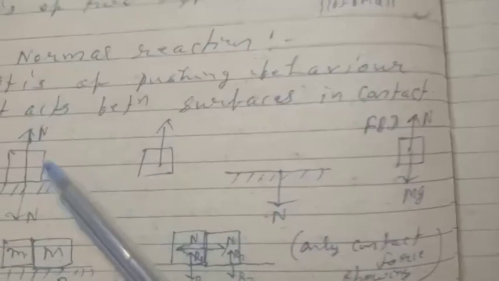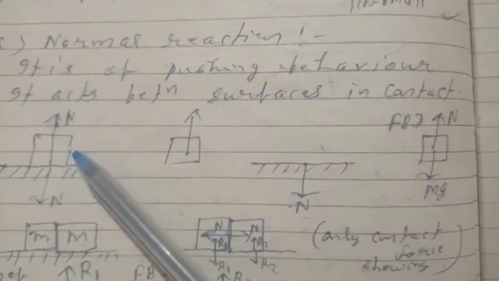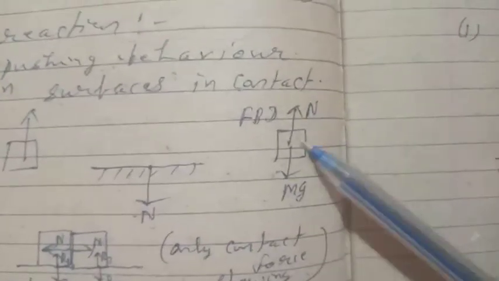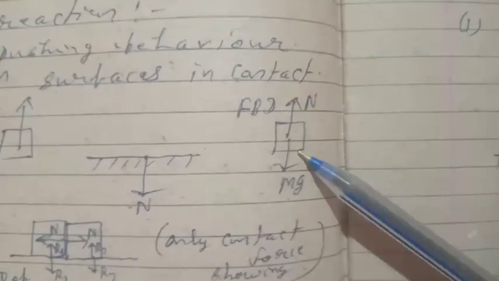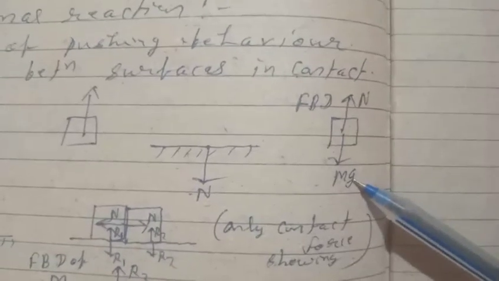Now if you write the FBD, that is the free body diagram of this body, then two forces are acting, one in the upward direction and another in the downward direction. Here it is shown: the normal force is acting vertically upward, and the weight of the body is acting in the downward direction, which is mg.